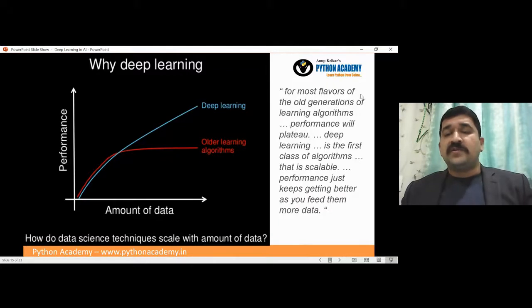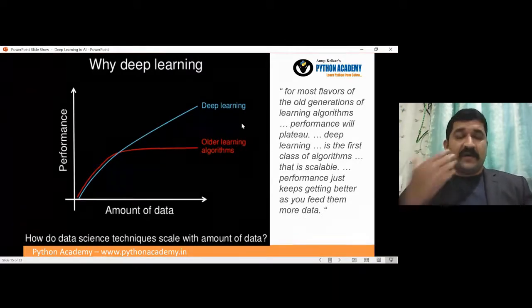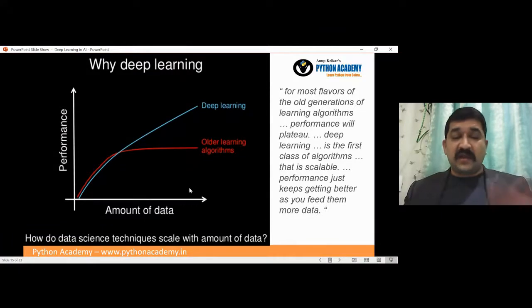So for most flavors of the old generations of learning algorithms, performance will plateau, meaning it will go flat as the data increases, whereas deep learning is the first class of algorithm that is scalable. Performance just keeps getting better as you feed them more data. So deep learning you can correlate with our brain, so we can say as our experience of anything increases, we get better and better at that thing, right?